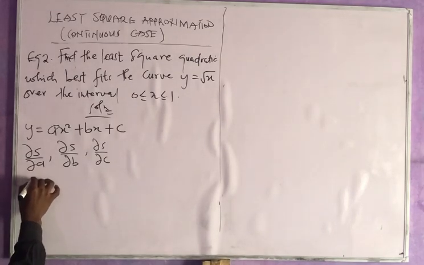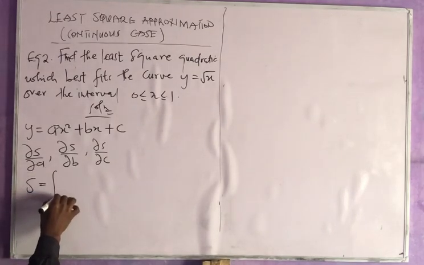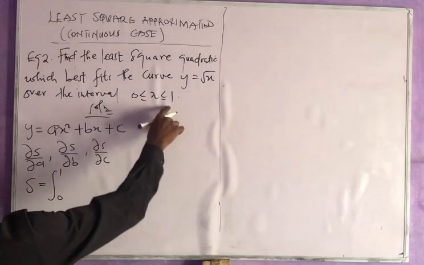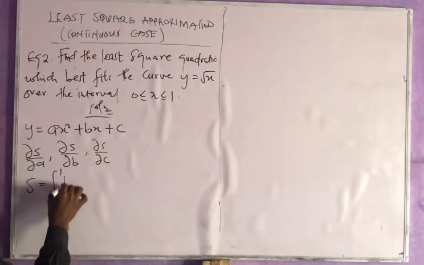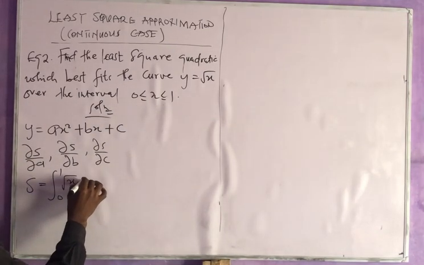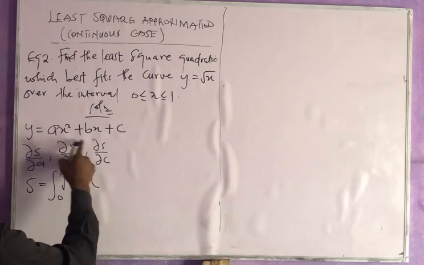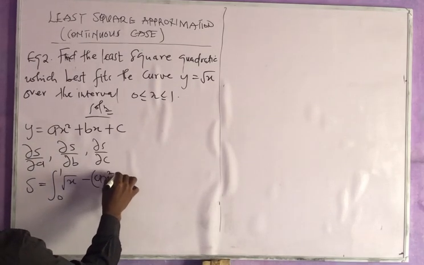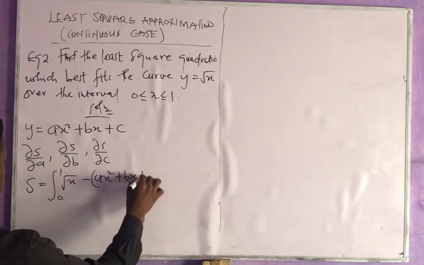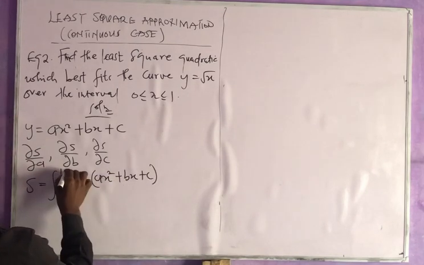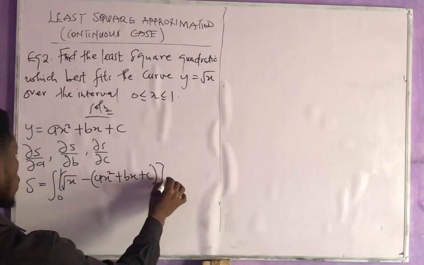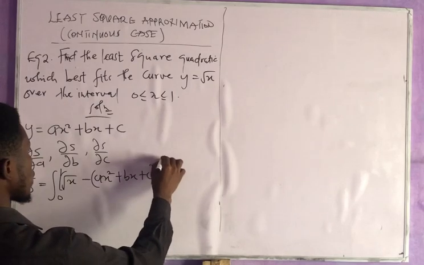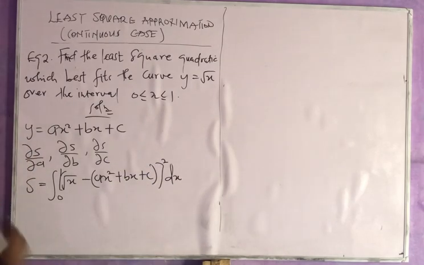Here, our x is going to start from 0 to 1. The interval was 0 to 1. Our y is root x minus, so our p of x is what is given, which is ax squared plus bx plus c, dx, and there's a square here. I'm going with the second approach that I use, okay? So let's go with that.